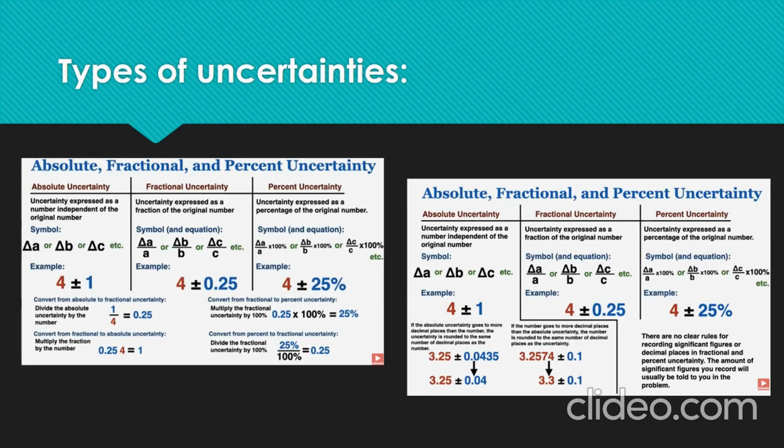In the first picture, you have the method to convert absolute uncertainty to fractional uncertainty, and vice versa. Also, you have the method to convert percentage uncertainty to fractional uncertainty, and vice versa. The second picture gives you a clear idea of how to represent the uncertainty in significant figures and decimal places.